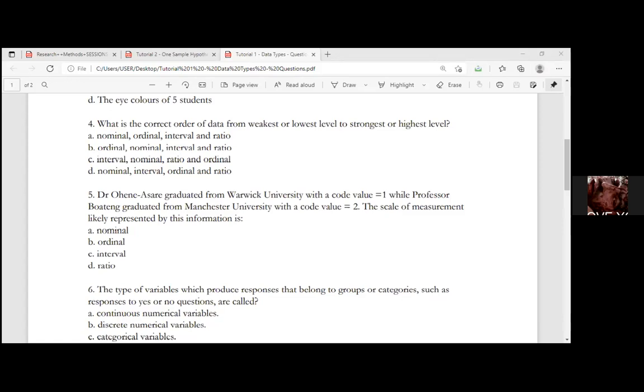Yes, Aram. Nominal. That is correct. Don't go and say ratio because you can see 1, 2, and think it is numerical. No. The last time someone asked about coding and ranking. Coding, we only represent the responses with numbers. It doesn't make it a numerical variable. Sometimes for easy answering, we take Warwick to be 1 and this one to 2. When you take 1, we know that you are going with Warwick. So that one is nominal.